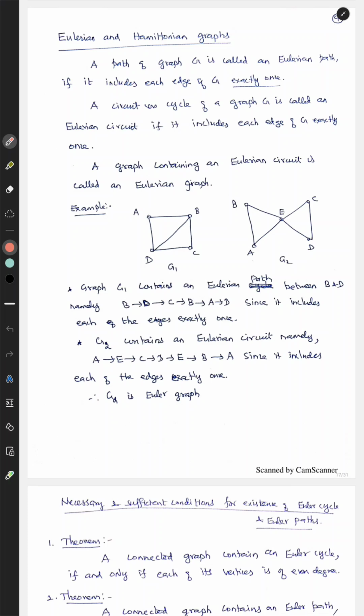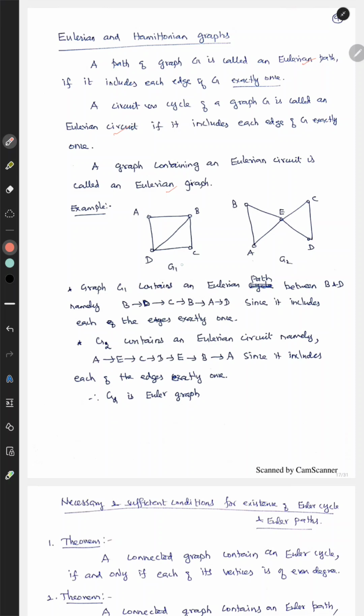Next topic is Eulerian and Hamiltonian graphs. They are special kinds of graphs. If you have a path in the given graph which contains all the edges of the graph exactly once, such a path you'll call an Eulerian path. And if it is a circuit itself, a circuit or cycle which contains all the edges exactly once, such a circuit you'll call a Eulerian circuit. And a graph containing an Eulerian circuit is called an Eulerian graph.